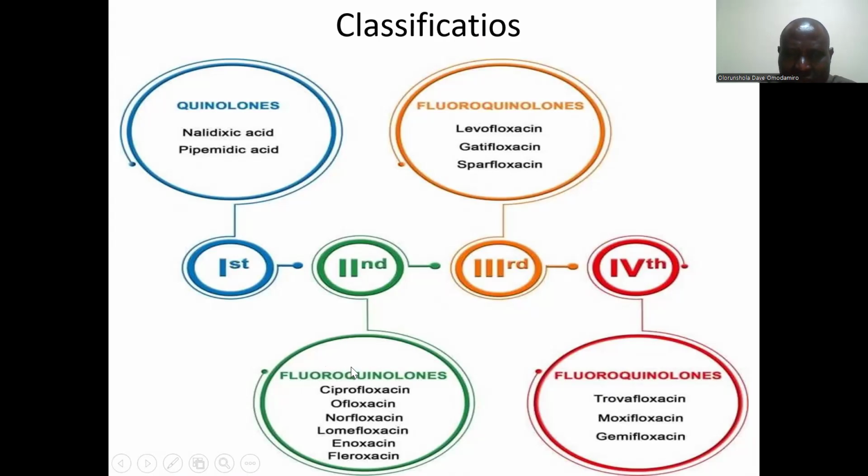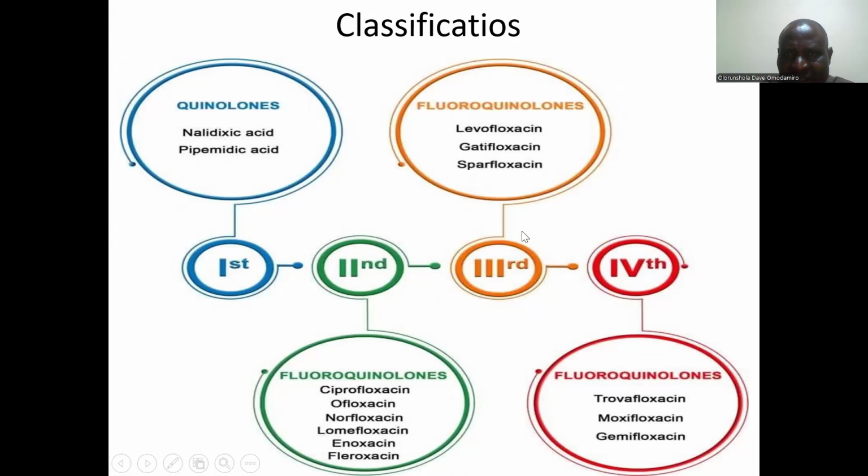The second generation quinolones include ciprofloxacin, ofloxacin, norfloxacin, lomefloxacin, enoxacin, and fleroxacin. These are the second generation quinolones, which are known as fluoroquinolones because there is an attachment of a fluorine atom.